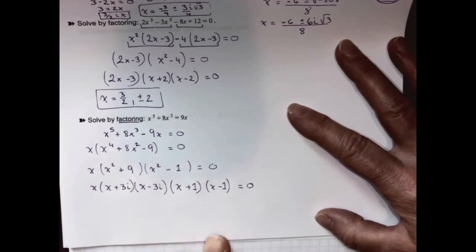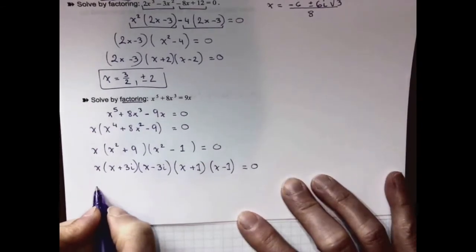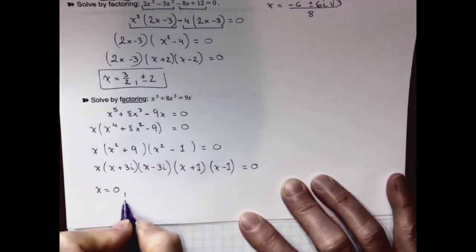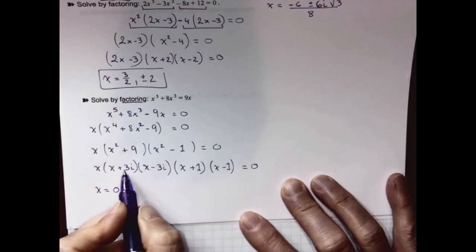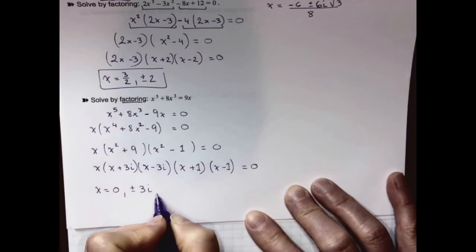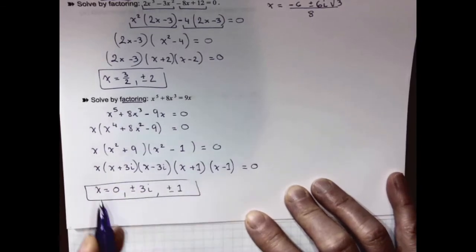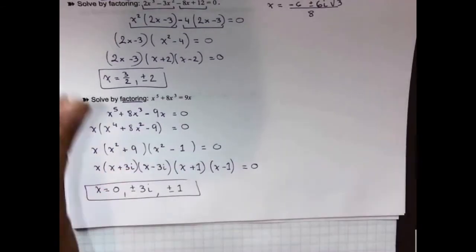Now it's completely factored, and I can just go ahead and solve. This first x is just going to be x equals 0. Those two are going to give me plus or minus 3i, and those two are going to give me plus or minus 1. Count your zeros to make sure. We have 2, 4, 5, quintic. We're good to go.